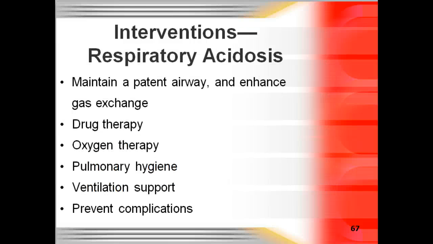Interventions for respiratory acidosis: maintain a patent airway and enhance gas exchange. You're going to do drug therapy, oxygen therapy, pulmonary hygiene, and ventilation support to prevent complications. So mainly, you want to give them oxygen therapy, because the more carbon dioxide you have in the blood, the more it puts you into an acidotic state. If you have more oxygen in the blood, it's going to put you more in an alkalotic state.